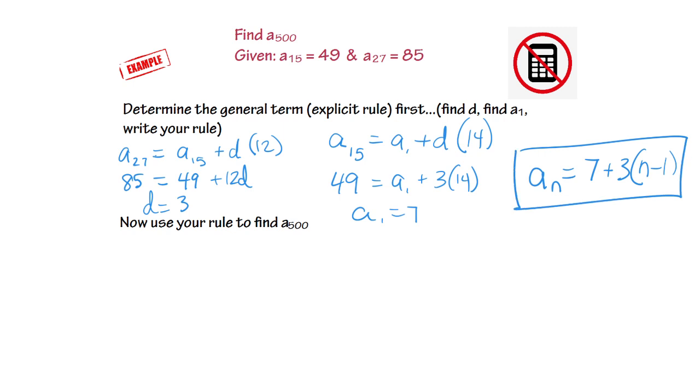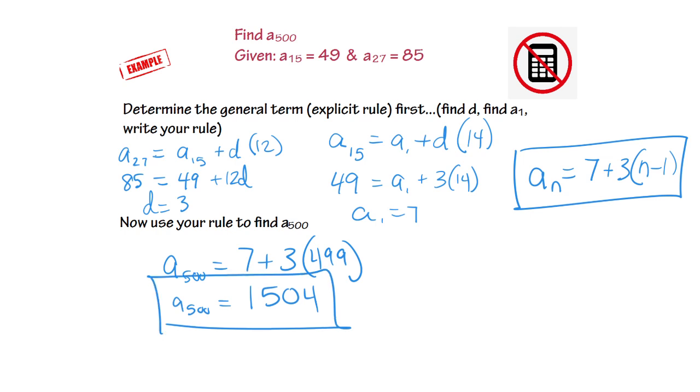That's the explicit rule. Let's use it to find the 500th term. So to find the 500th term, I'm going to take 7 plus 3 times 499. All right, we got it.